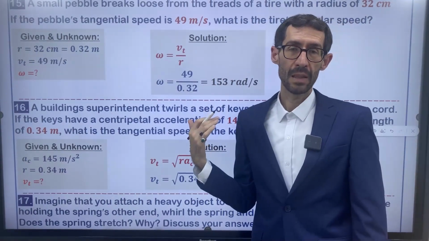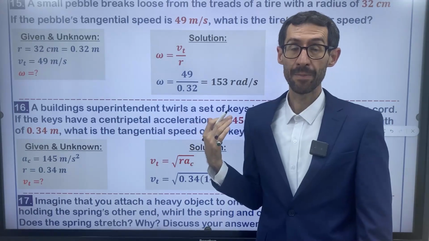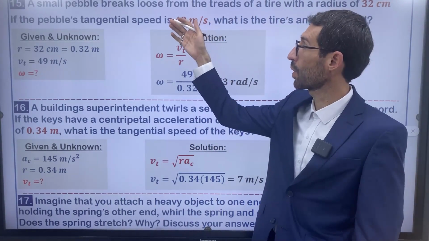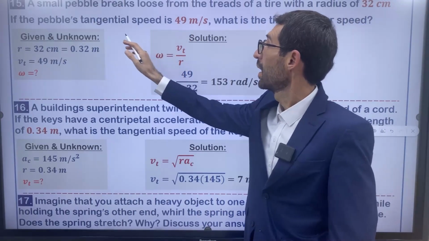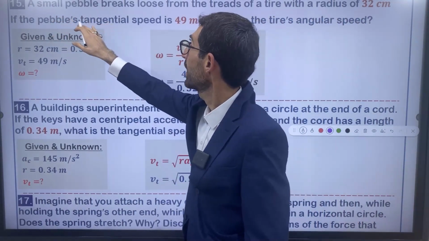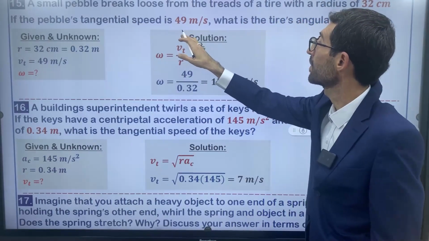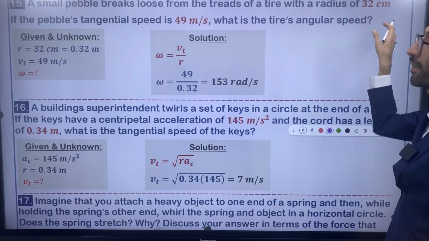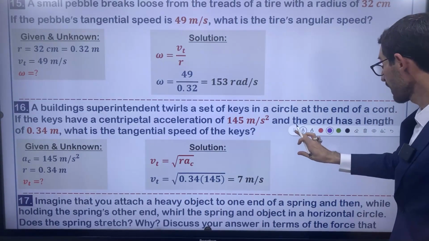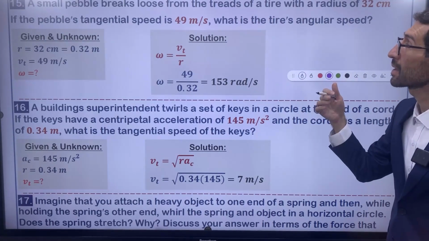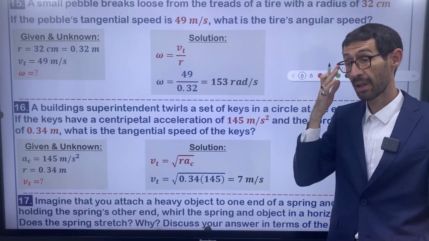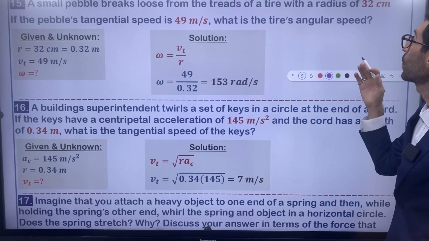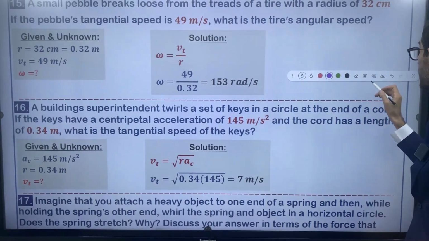So far, we solved and answered 14 questions. Right now, we are going to solve question number 15. Let's say we have a problem here. A small pebble breaks loose from the treads of a tire with a radius of 32 centimeters. So this is the radius of a tire.